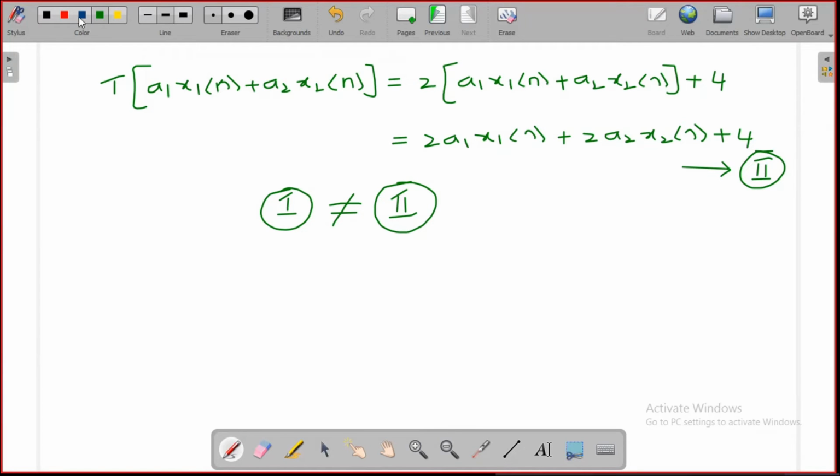Therefore the given system is non-linear.